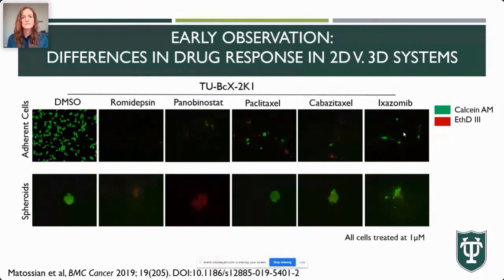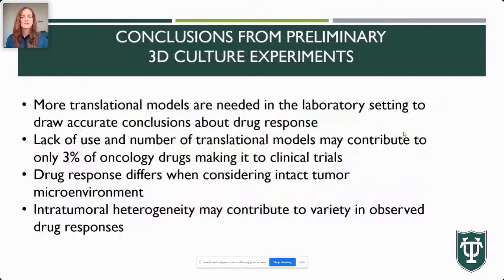When we were examining PCR biomarkers with our specific drugs that we were interested in, there were obvious distinctions in drug response when we treated the adherent cells and the spheroids. This led us to draw some interesting conclusions that more translational models are needed in the lab setting to really draw accurate conclusions about drug response. And the lack of use and the lack of the number of translational models used may actually contribute to why only 3% of oncology drugs make it to clinical trials.